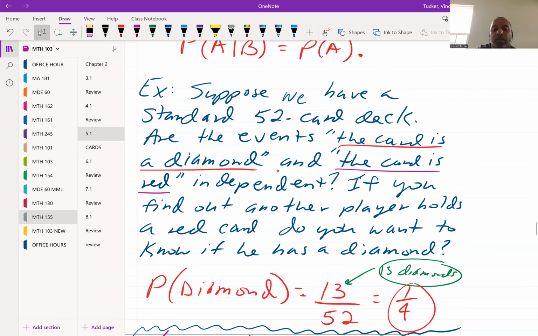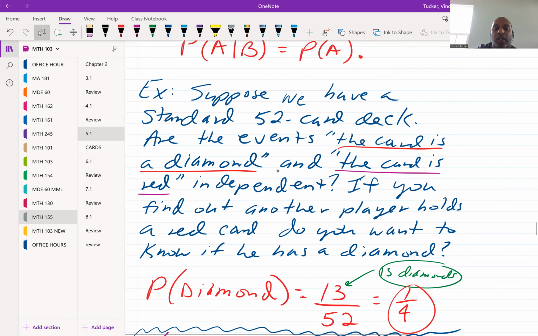All right. So the easier one to find is the probability of getting a diamond. We have two events here: the fact that the card is a diamond, and the fact that the card is red. The easiest thing to find is the probability of getting a diamond. That's 13 out of 52 because there are 13 diamonds in the 52 card deck. And that reduces down to 1/4.